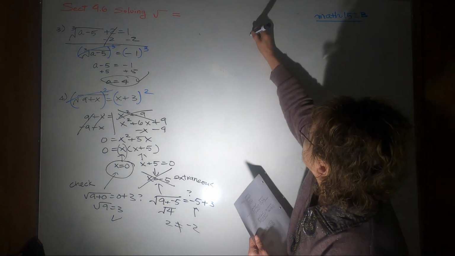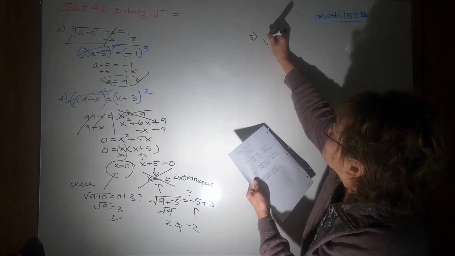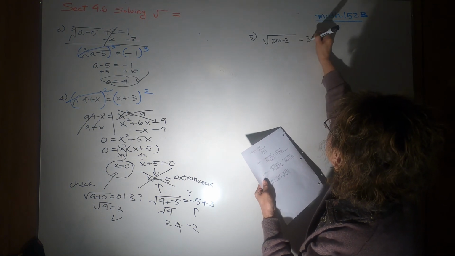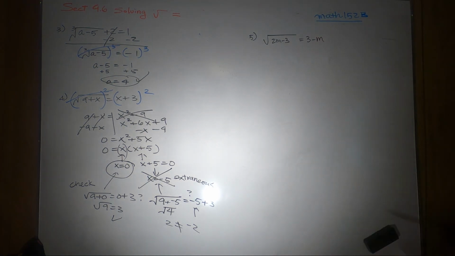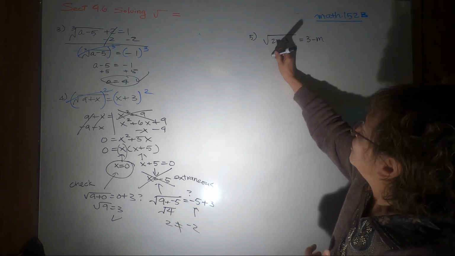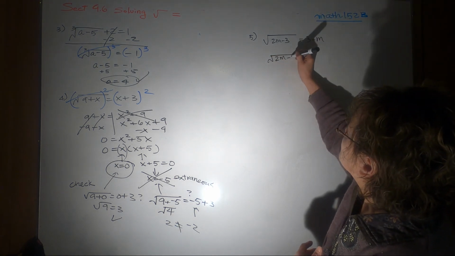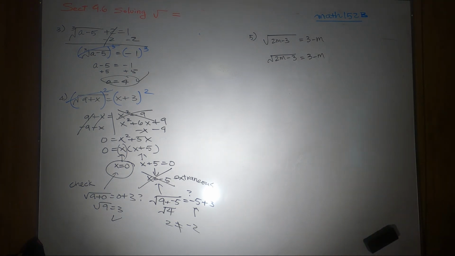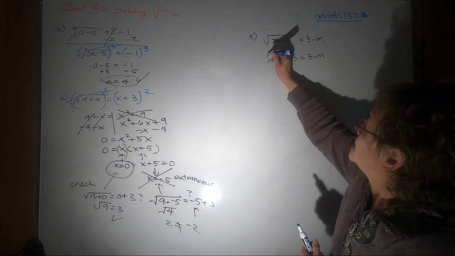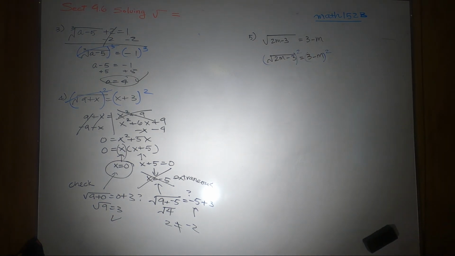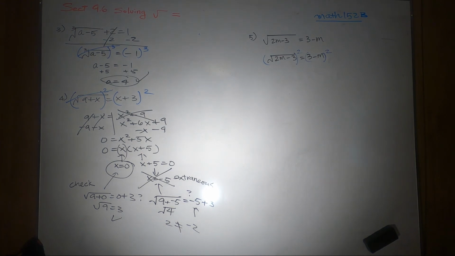Okay? So, let's see the next one. Square root of 2m minus 3 equals 3 minus m. Right? So, how should we start? We need to take a square. Usually we should leave the original equation alone because we are going back to check, right? So when we take a square, we write it again. Okay?